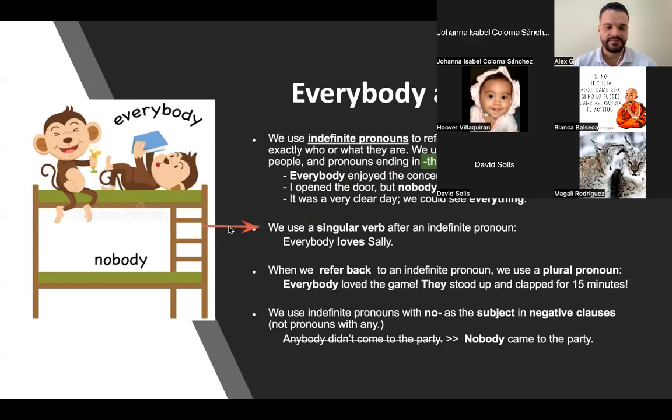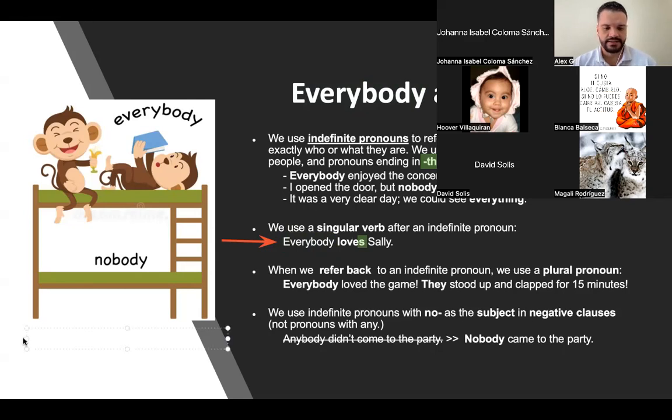We use a singular verb after an indefinite pronoun. For example, everybody loves Saji. Very good. So guys, because this is an indefinite pronoun, right? Indefinite pronouns, everybody, nobody, these are going to count as third person. So the verb that we use has to be in third person, okay? Everybody loves, everybody studies, everybody eats.